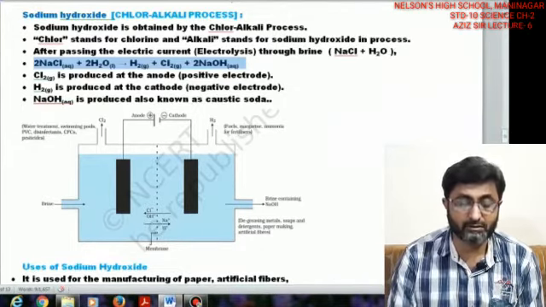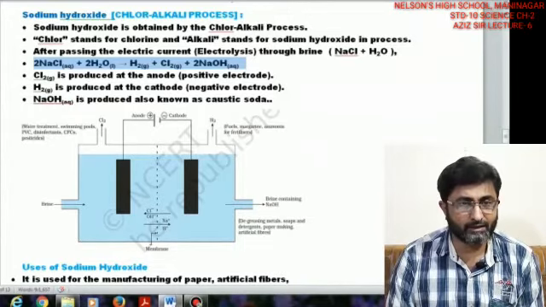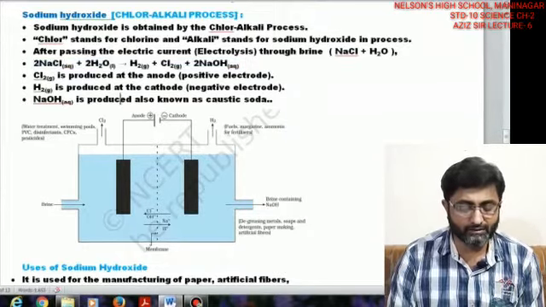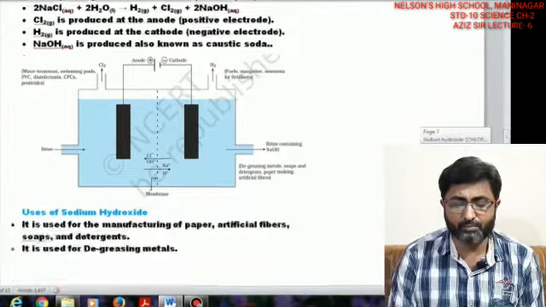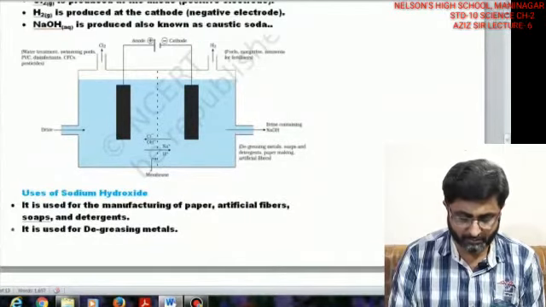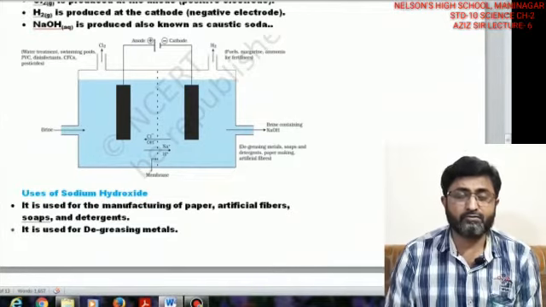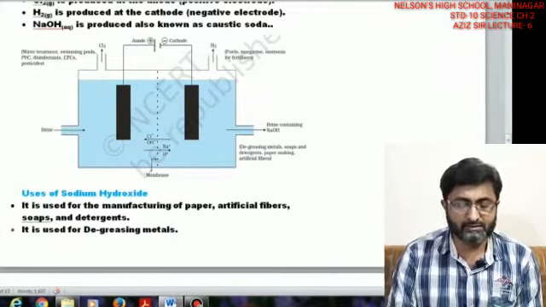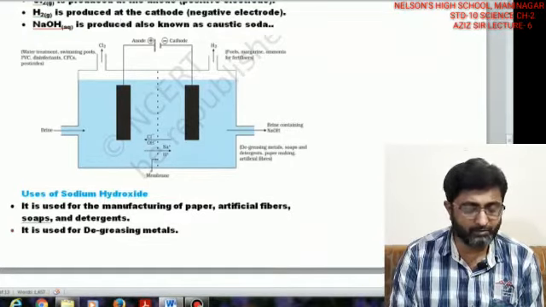in an aqueous condition. Cl minus is obtained on the positive electrode known as the anode. H2 gas is obtained on the negative electrode known as the cathode, and NaOH, lastly, is obtained inside the beaker, that is inside the container itself, as Na plus and OH minus ions. Now as you are seeing, the anode is a positive electrode connected with the battery's positive terminal, and the cathode is a negative electrode connected to the negative terminal of the battery.